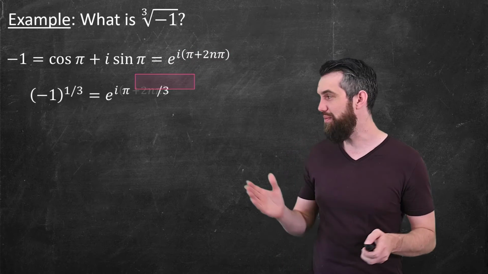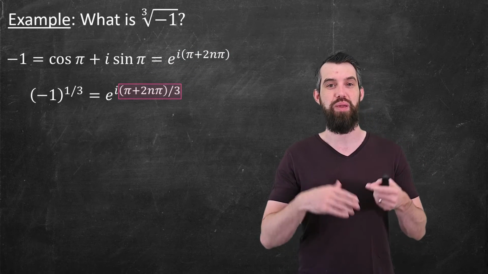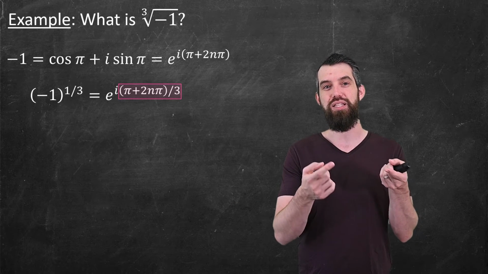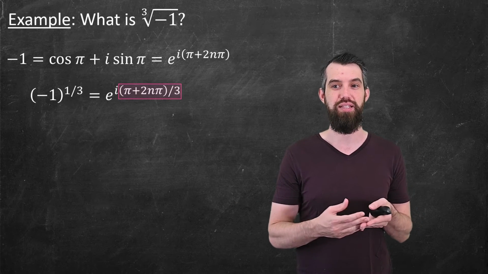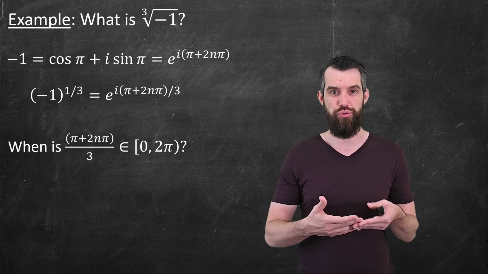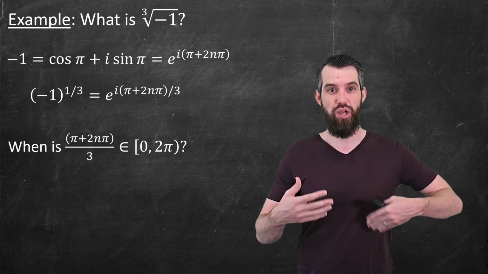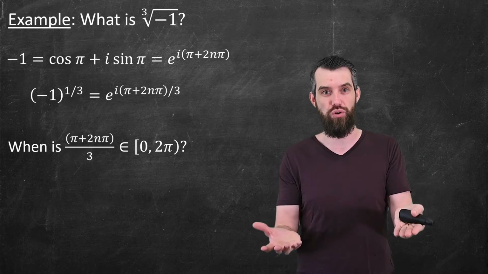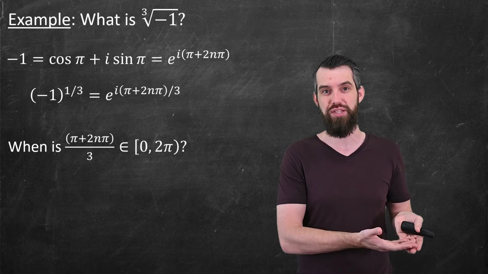Okay, so let me do the same thing when I take the division by 3. It's going to be pi plus 2n pi, divided by 3. So the real question is, when is this argument, pi plus 2n pi divided by 3, in 0 to 2 pi, which is the canonical way to represent it, somewhere in the first 2 pi circle? That's how I decide what my angle theta is going to be.